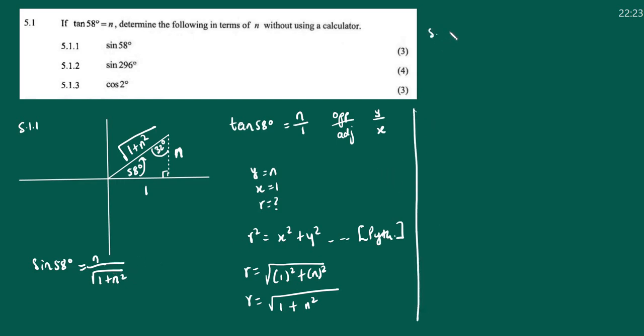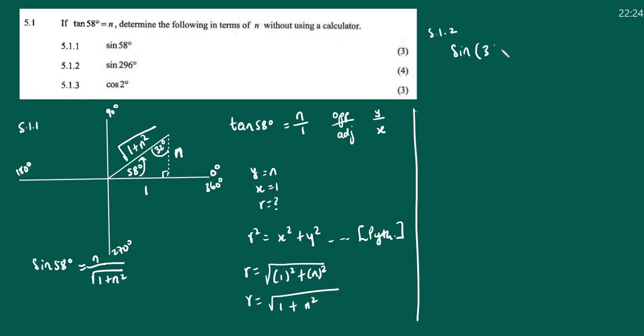Then you go to 5.1.2. You have sine 296. It's bigger than 90, right? Then we have to reduce it first. So you'd say sine, it's in the third quadrant, so you're going to say 180 degrees plus... How much must I add to get... wait, it's even bigger than 270. And here you have 0, 90, 180, 270, 360. So 296 is even bigger than 270, so it's in the fourth quadrant.